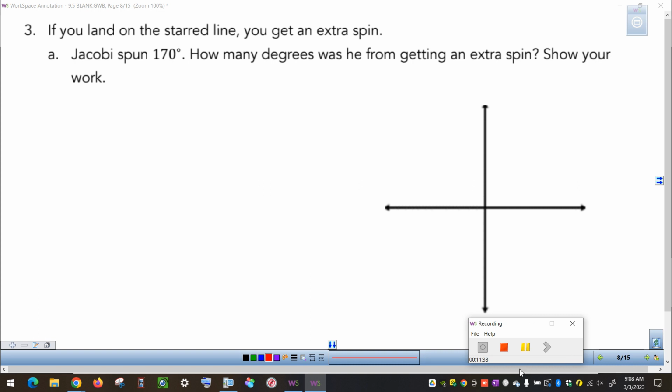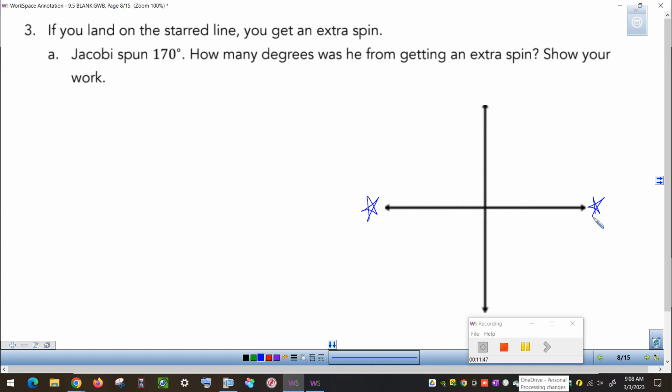Question 3. It says if we land on the starred line, we get an extra spin. So the starred line was really the x-axis. If you look on your spinner, we have some stars there on either end. It says that Jacoby spun 170 degrees. We're going to see how many degrees he was away from getting an extra spin.